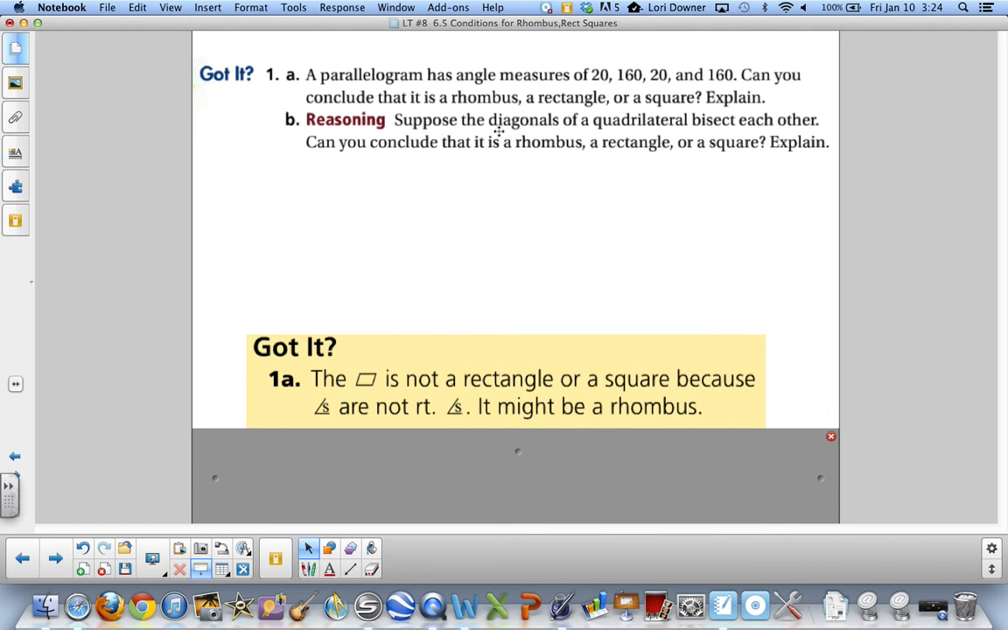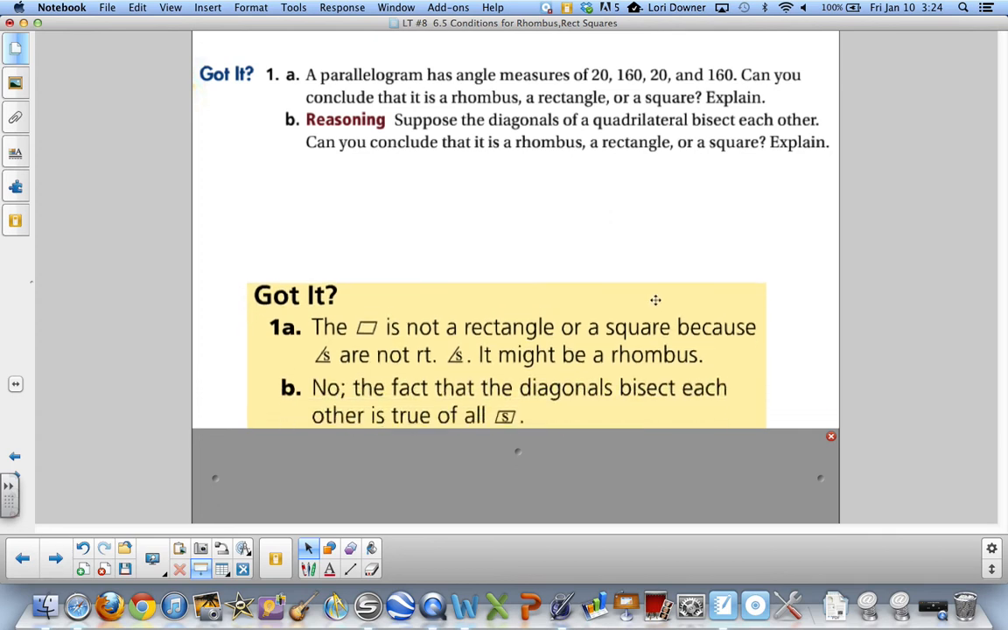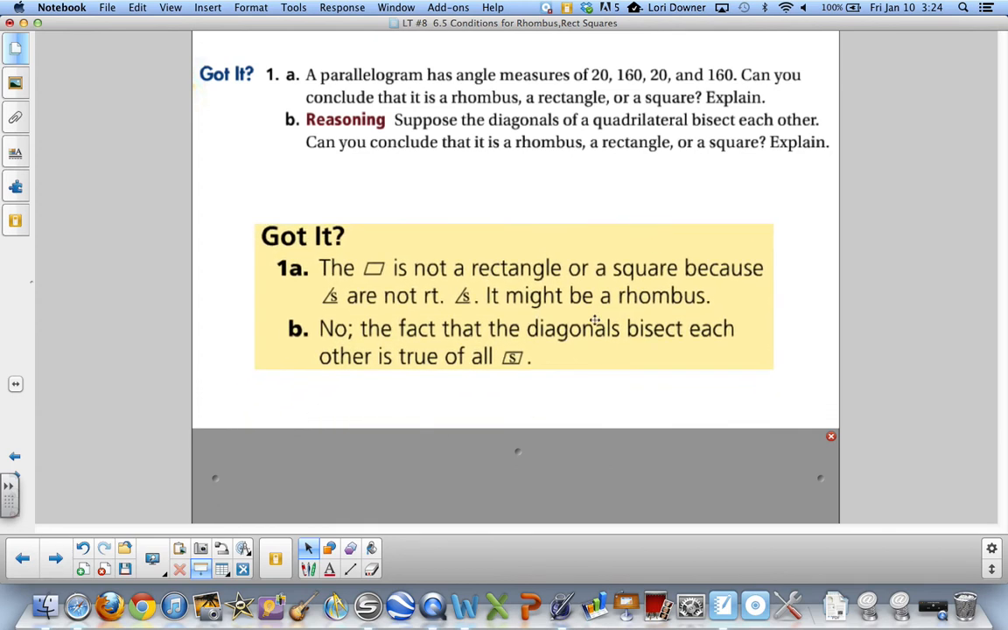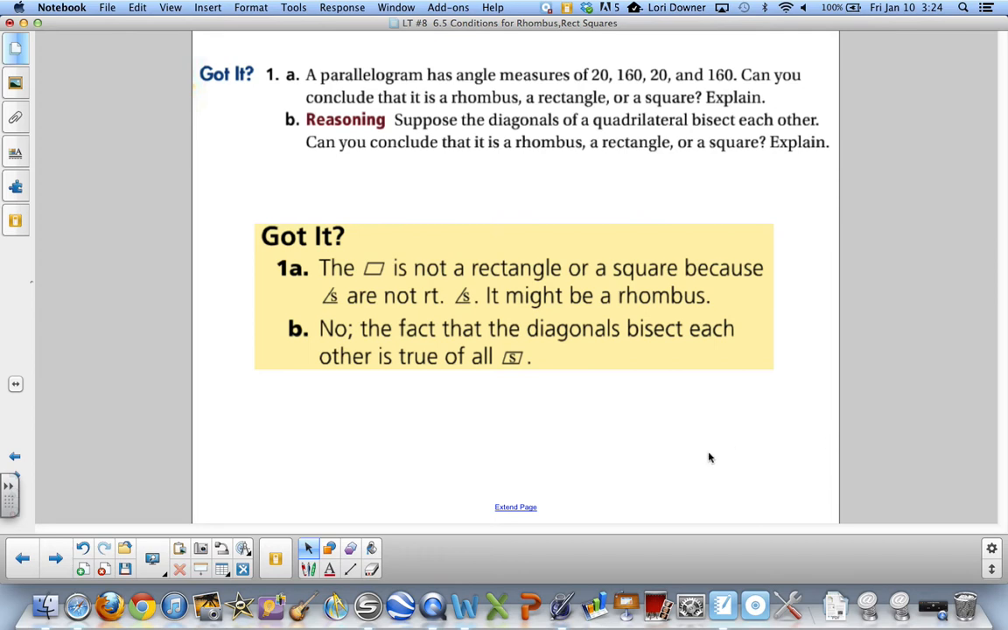Part B says, suppose the diagonals of a quadrilateral bisect each other. Can you conclude that it's a rhombus, a rectangle, or a square? No, the fact that diagonals bisect each other is true for all parallelograms, and we noticed that in our investigation on the front page.